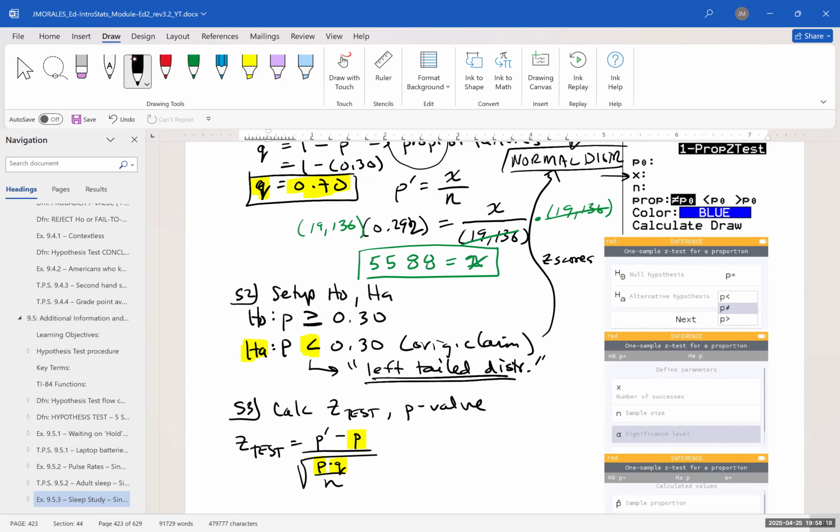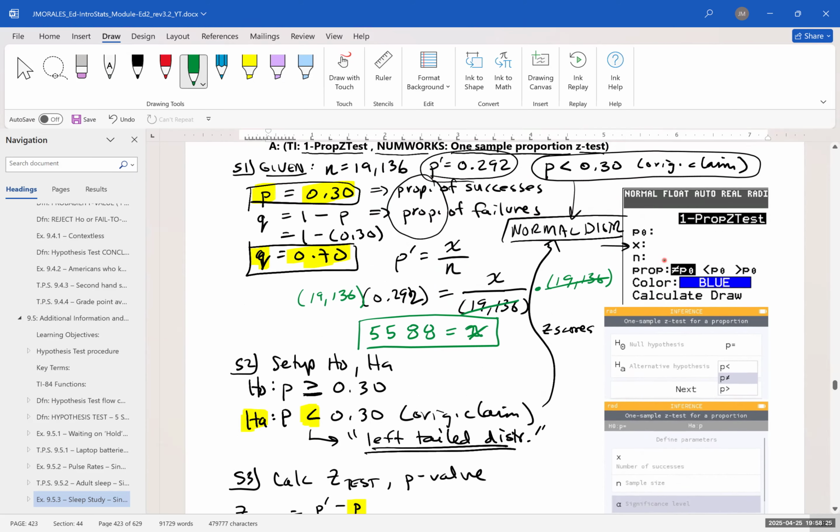So we're going to be doing a 1 proportion z-test, and the proportion value that we're looking at is 0.30. We calculated the number of successes to be 5,588 out of a sample size of 19,136, and our alternate hypothesis is p less than 0.3, so it's going to be that option right there.